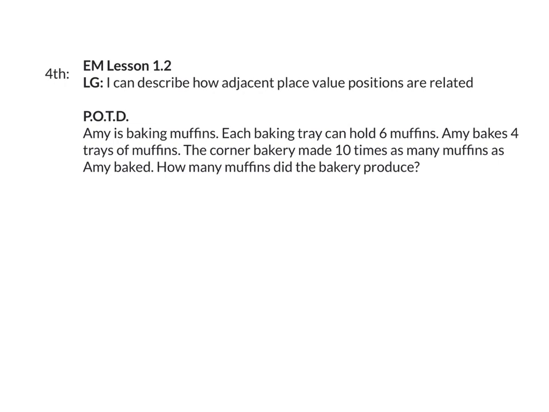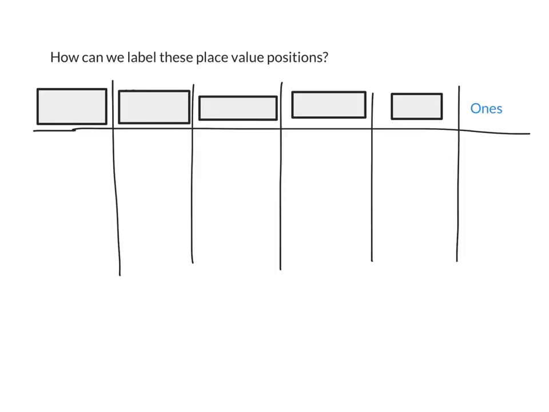Fourth graders, unfortunately we lost our recording because my iPad froze, but I want to remind you that this is Module 1, Lesson 2, and we're talking today about how place value positions that are right next to each other are related, okay? Adjacent means right next to each other. And we solved the problem of the day already in our notebooks. So now we're working on labeling these place value positions.